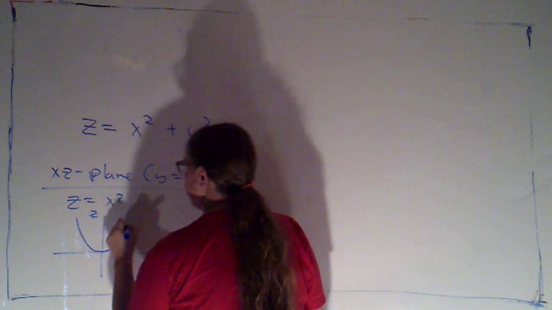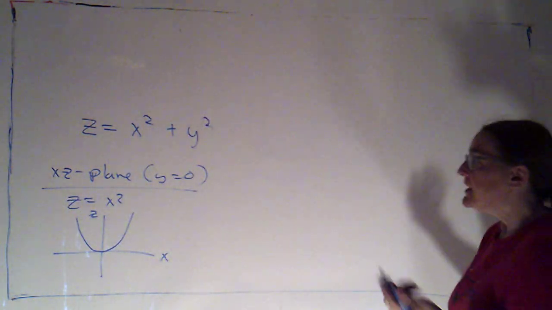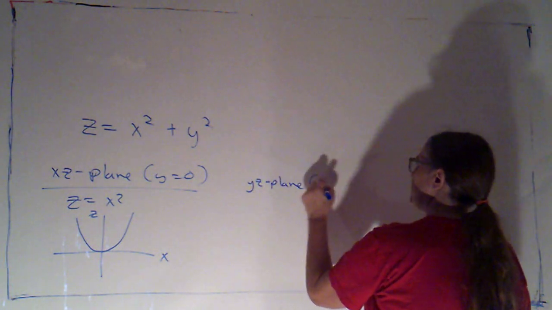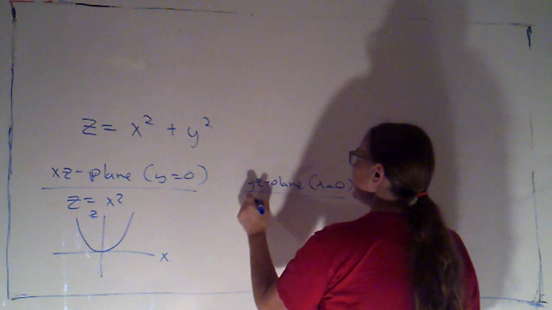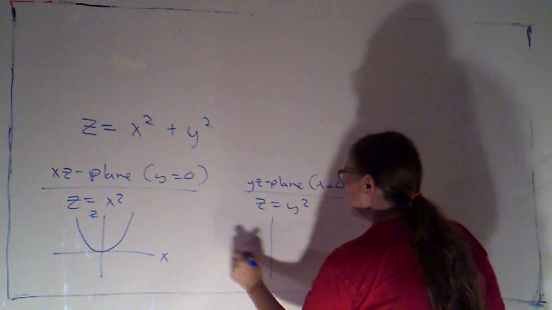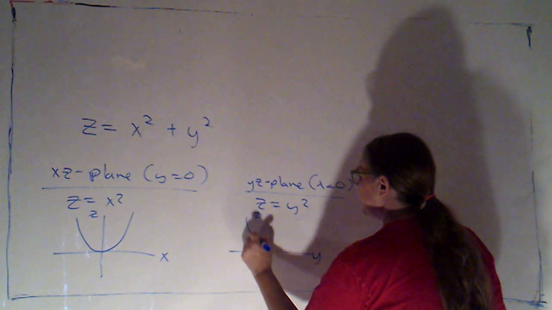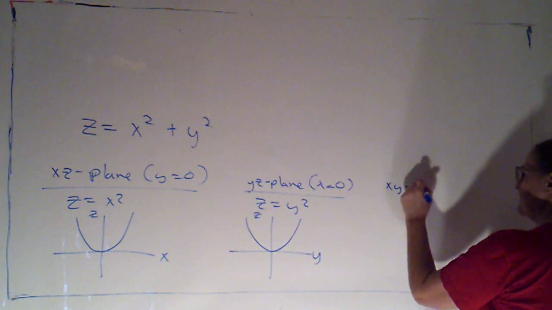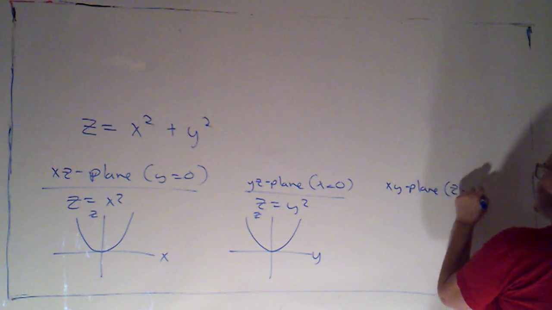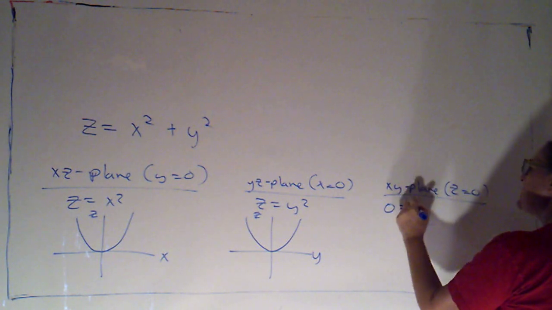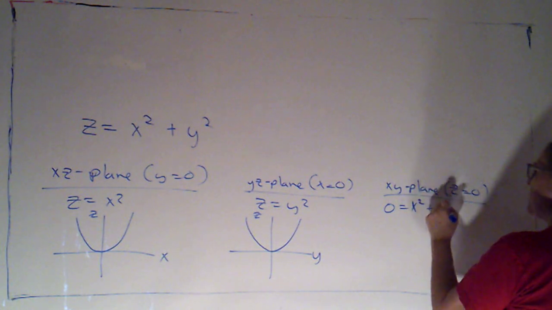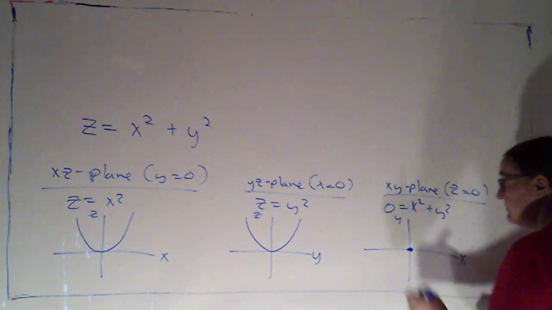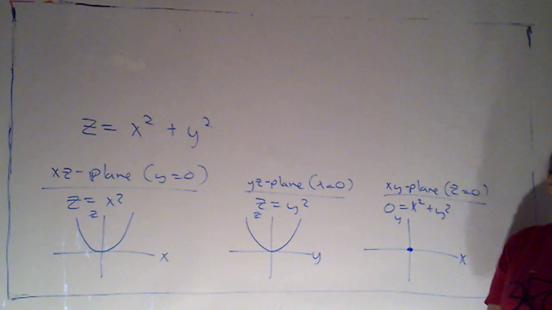So that's just my standard parabola like so. Similarly, in the yz plane, which is where x equals 0, I'd be getting z equals y squared. That's just a lovely parabola that opens up. Now, if I look in the xy plane, which is where z is equal to 0, I get 0 equals x squared plus y squared, and that's awfully boring. There is a solution, but it's just going to be a single point.